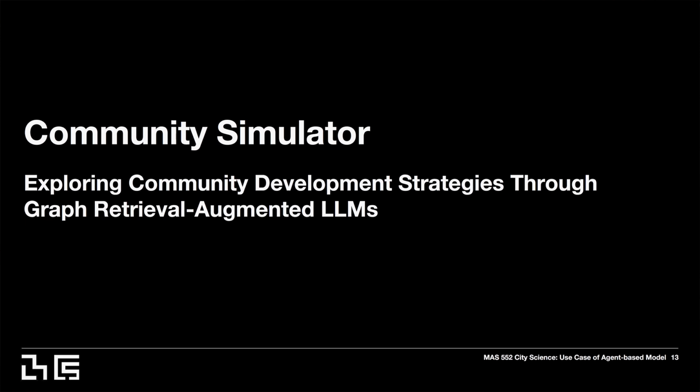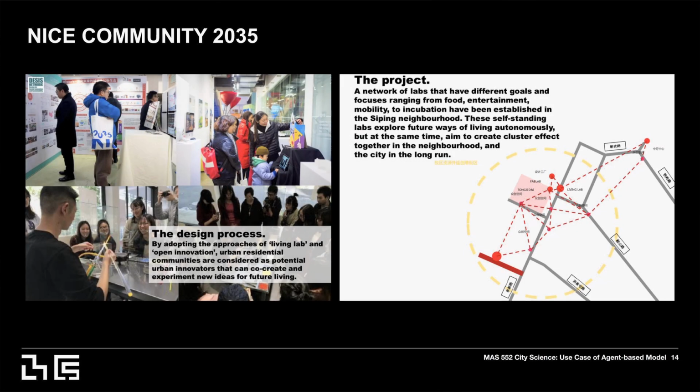Then the second use case is a community simulator. We want to explore different community development strategies through graph retrieval augmented large language models. This project specifically, we are studying the NICE community. This community is located in Shanghai, and it's built by Shanghai City Science Lab.